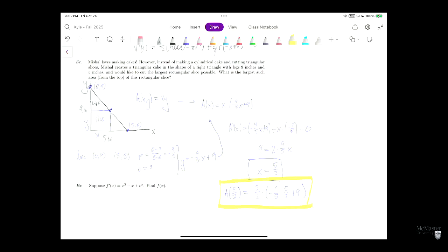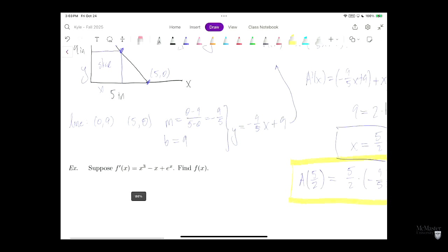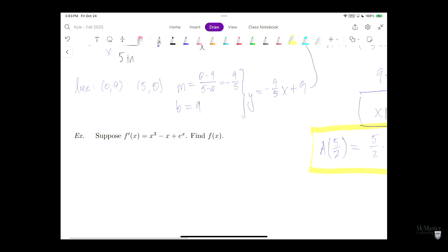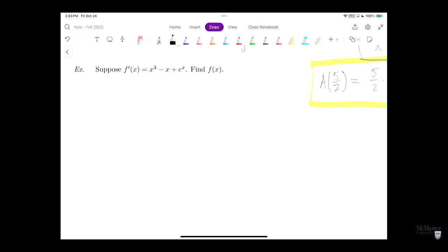Very good. So let's talk about reversing derivatives. In particular, this whole course, we've been talking about finding the derivative. We're given a function f, find its derivative. Now, we're going to start talking about how it works to reverse a derivative. So we'll let f prime be equal to x cubed minus x plus e to the x. Our goal is to find f. In particular, we want to find a function such that when we take its derivative, we get back f prime.